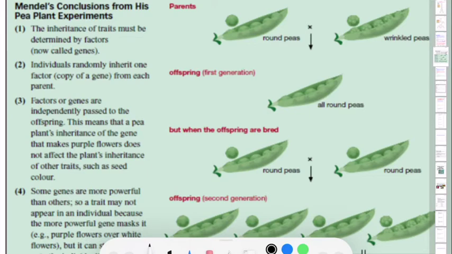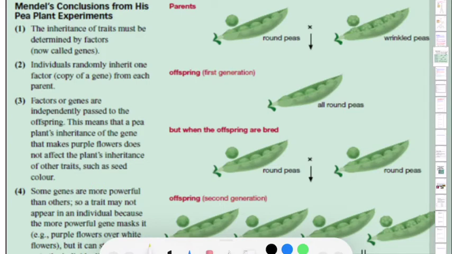Genes are independently passed on to the offspring. This means that a pea plant's inheritance of a gene that makes it have purple flowers does not affect the plant's inheritance of other traits such as seed color. So all of them are randomly, individually passed on. It's not that if you have purple flowers, you're more likely to have wrinkled peas. That's not the case. Your flower color has no weight on any of the other traits, so that's independent.